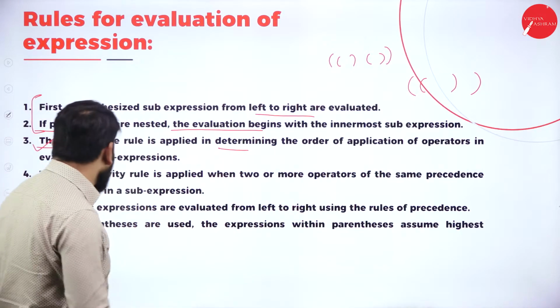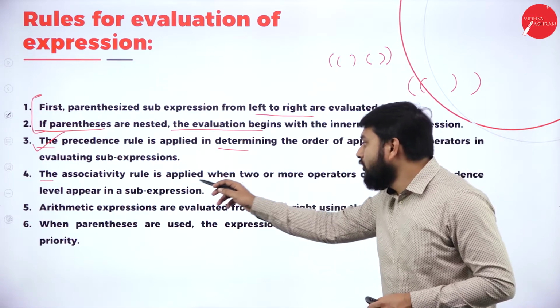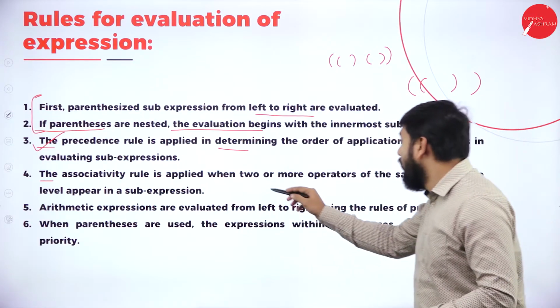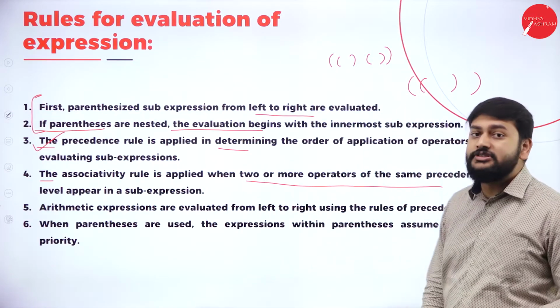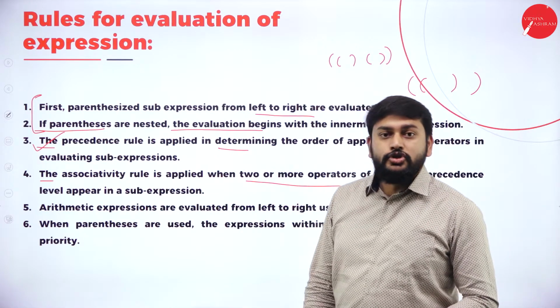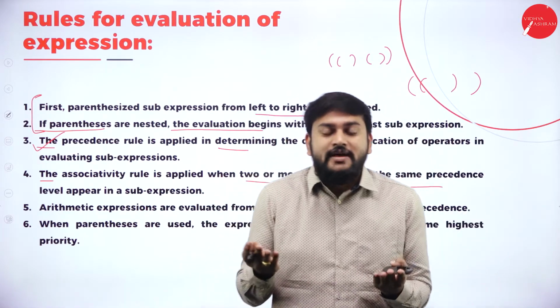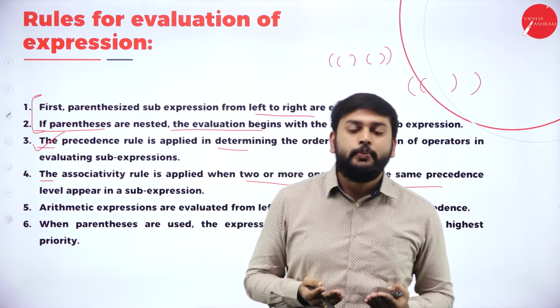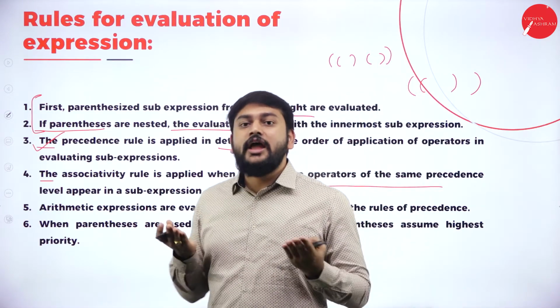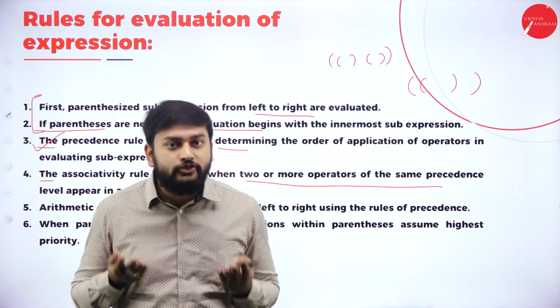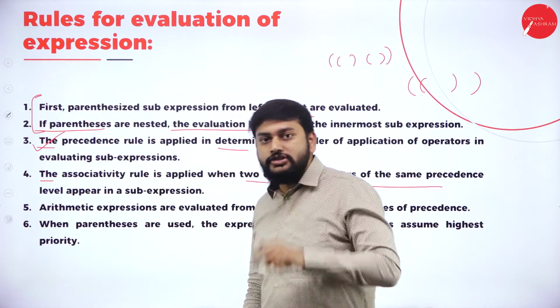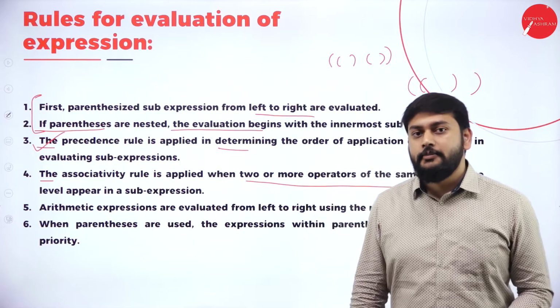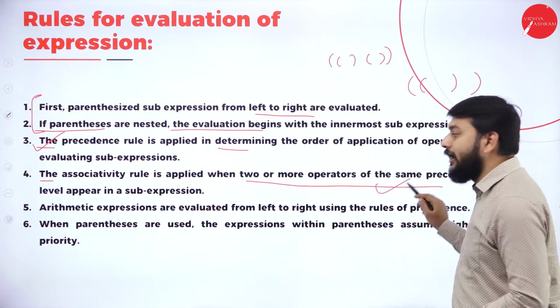The next one is that the associative rule is applied when two or more operators have the same precedence. For example, if I have two operators with the same precedence at that particular point of time, what should I do? Then I will be using the associative rule. That is what you need to remember. That is the fourth point.